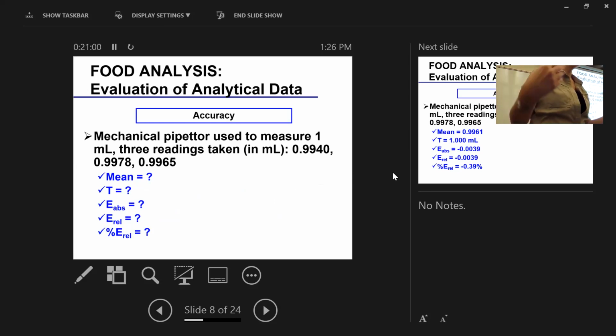Your 1 ml. I'm telling you, this is a pipette for 1 ml. So that 1 ml is your true value, or if the density of water is 1 at a specific room temperature, then the weight would be 1 gram, which you will convert volume to weight using density and measuring temperature of water in lab next week. Okay, so have fun with some calculations.